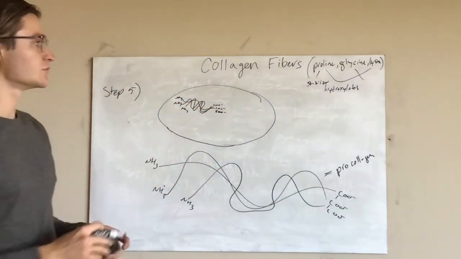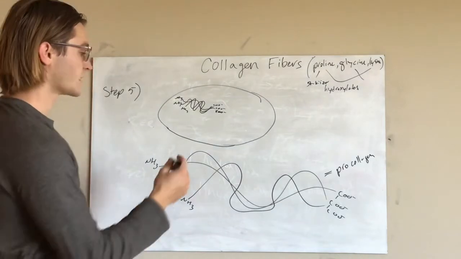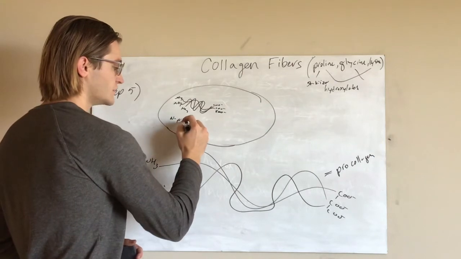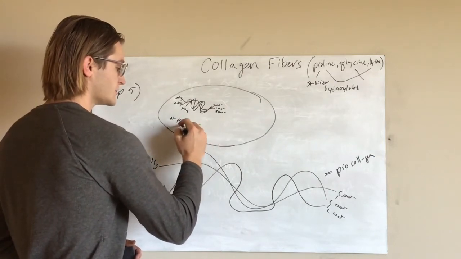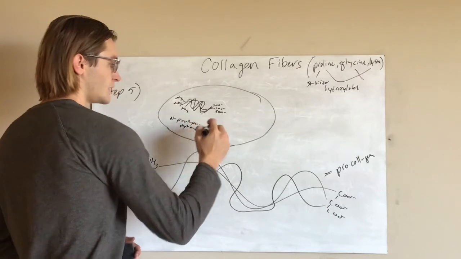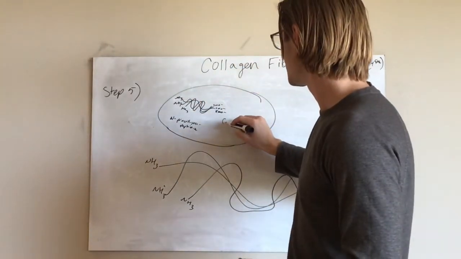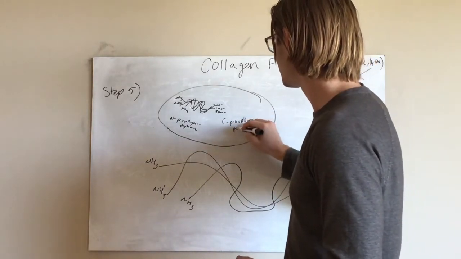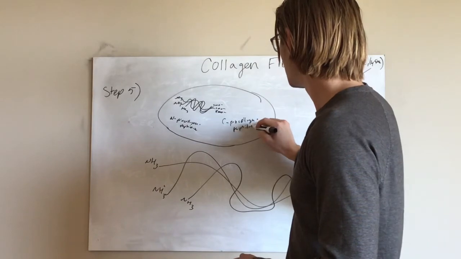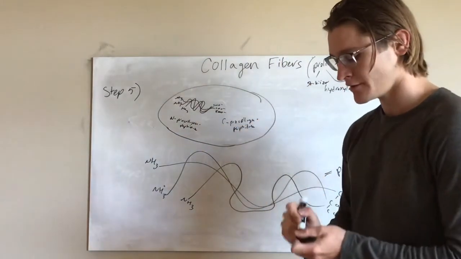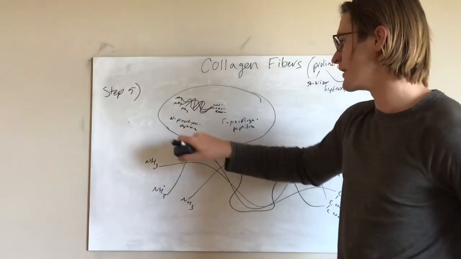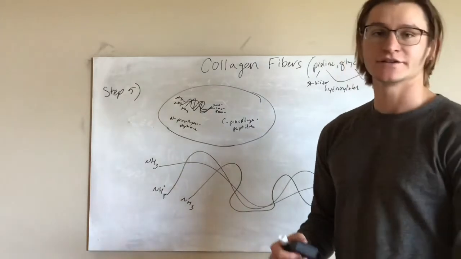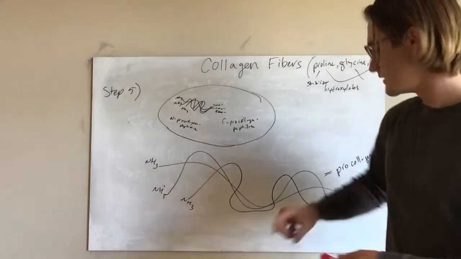So we have a couple of these pro-collagens, and we're going to take 2 guys. We're going to have the N-pro-collagen peptidase and our C pro-collagen peptidase. And what's going to happen here is both our N pro-collagen peptidase and our C pro-collagen peptidase are going to cleave both these sides off.